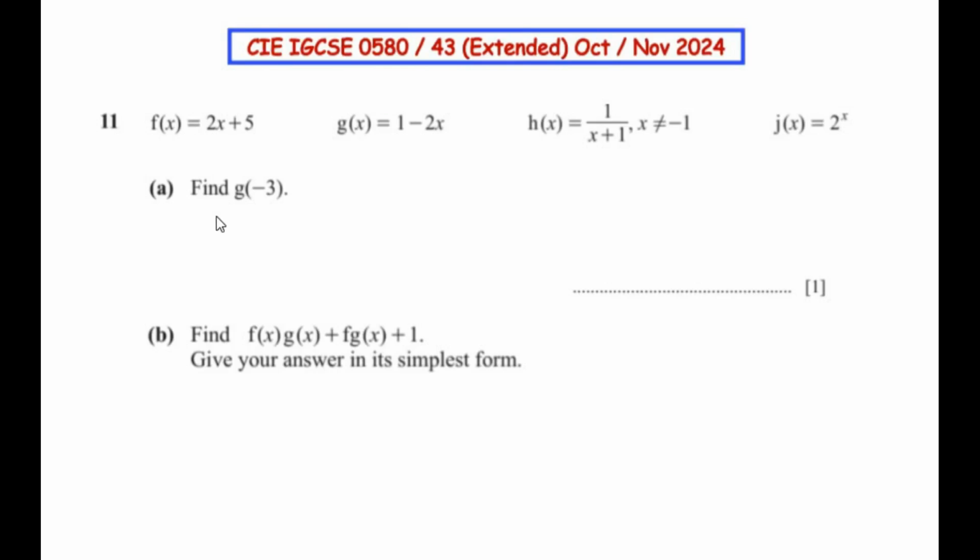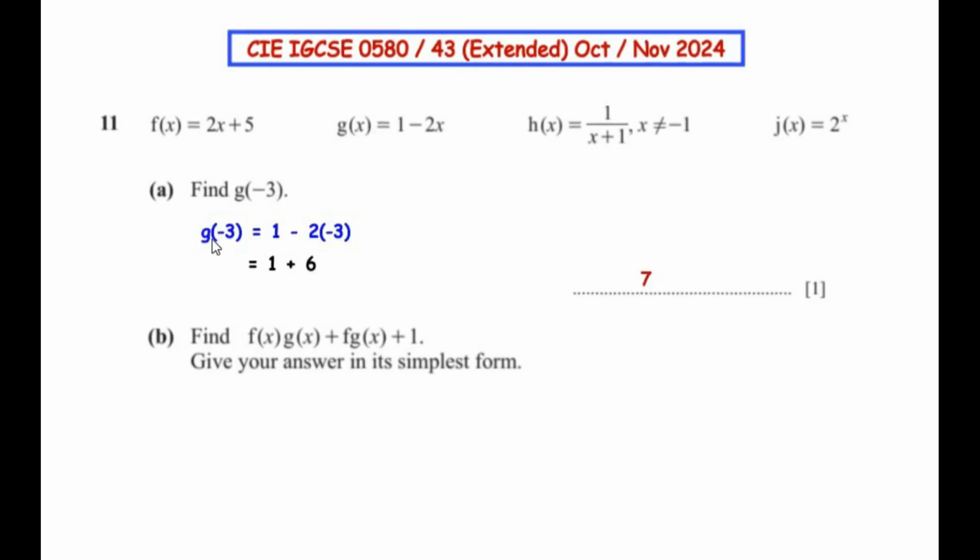So in the first question we have to find g of -3. Here the function g of x is given, that is 1 minus 2x. So g of -3 means in place of x we have to replace -3. So g of -3 is equal to 1 minus 2 times -3. Simplifying this we get 1 minus 2 times -3 is plus 6, and adding these two gives us the value of g of -3 as 7.